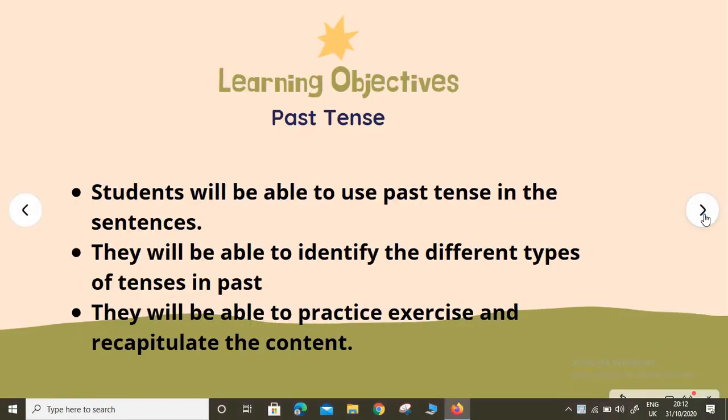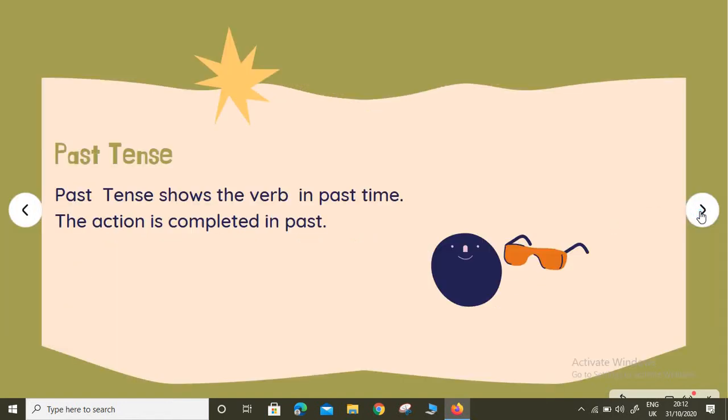Before beginning with the class, you must know why we learn it. What is the objective behind it? The objectives are, at the end of the lesson, you'll all be able to use past tense in sentences with the correct form. You'll all be able to identify the different types of tenses in past. You will all be able to practice exercises and recapitulate the content at the end of the lesson.